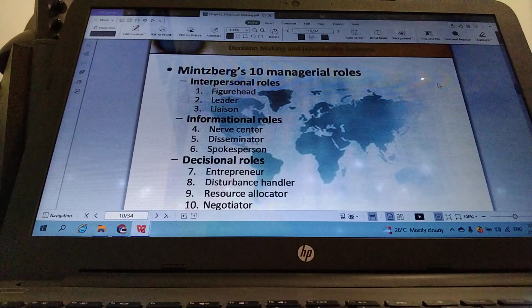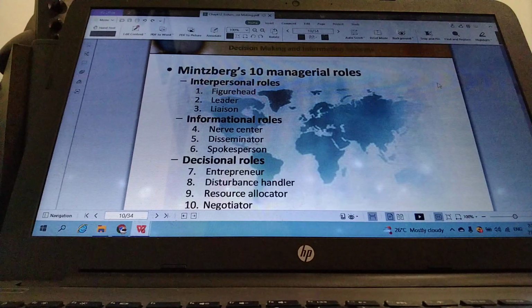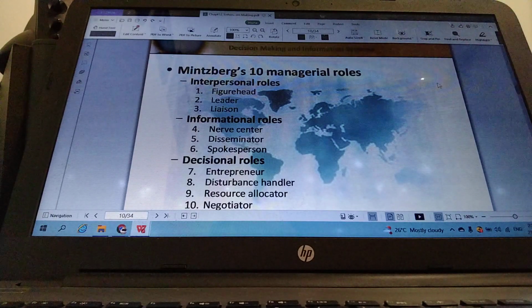So out of these 10 roles, we can divide them into 3 main areas. One is known as the interpersonal roles, for example, figurehead, leader, liaison. So we can consider that as very much individualized interpersonal roles of the managers.